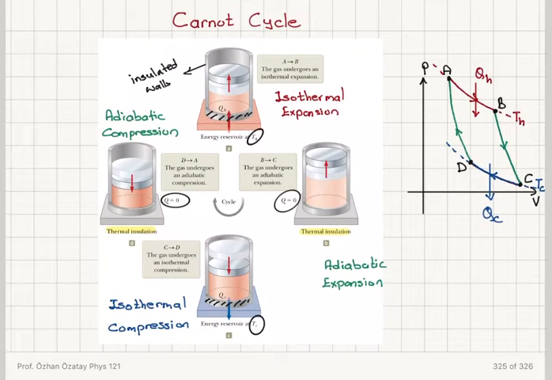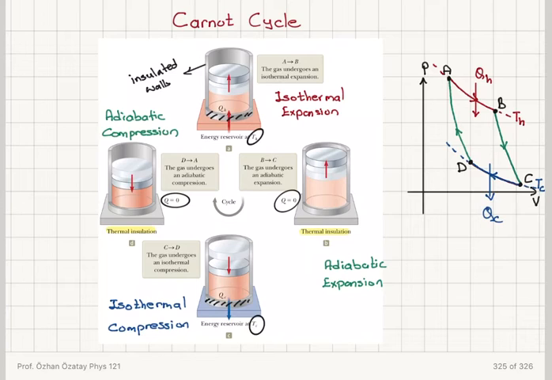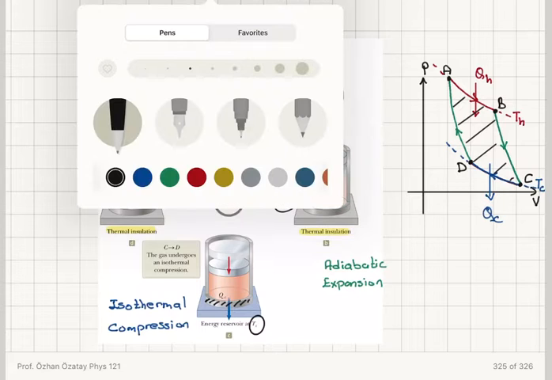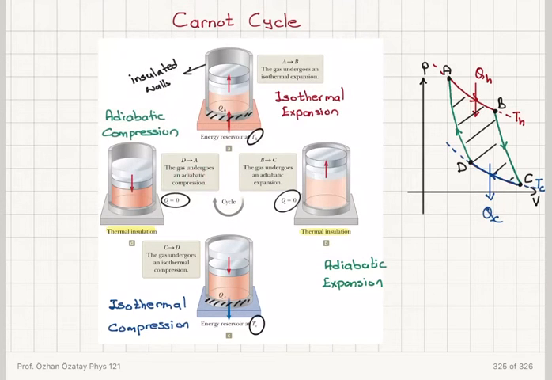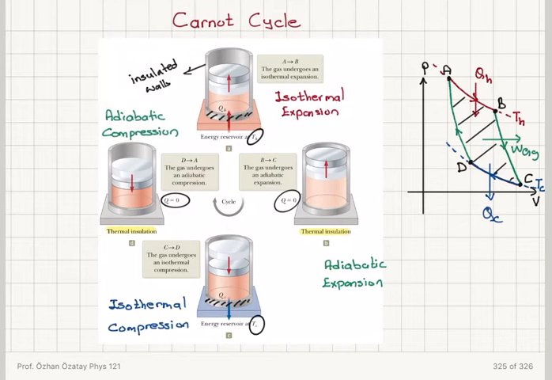And how do we get the work by this engine? Well, this is going to be the area enclosed by this cycle. So this total area here will give us the work done by the engine. So it will be W engine. Okay, so let me summarize what we just said about these steps in the process.